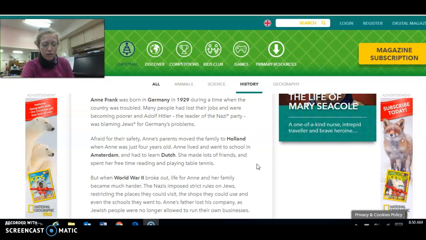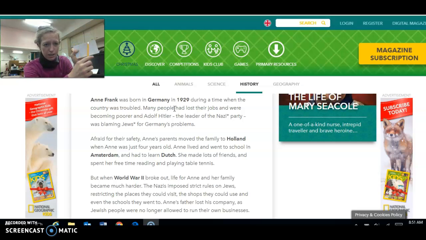Okay, so I am going to start with this question. Why did Anne's parents move the family to Amsterdam? Why did they move to Holland? So she was born in Germany, right? And you can start with that. That would be actually an easy one to start with. Sorry. My first question is going to be, where was Anne Frank born?